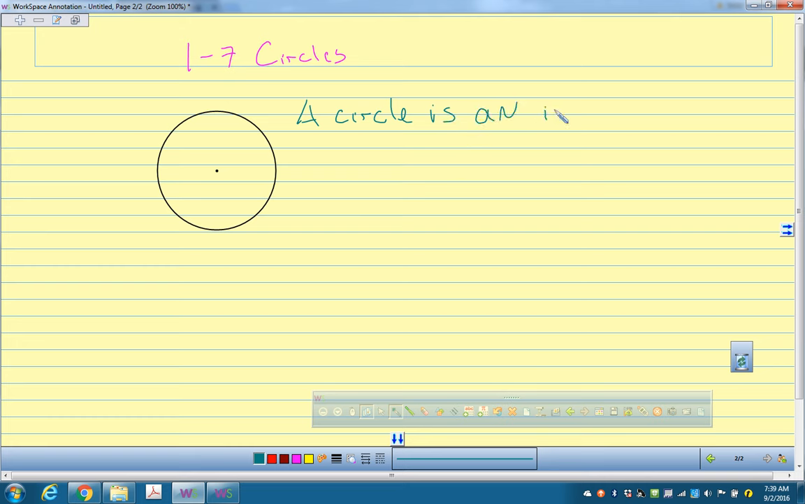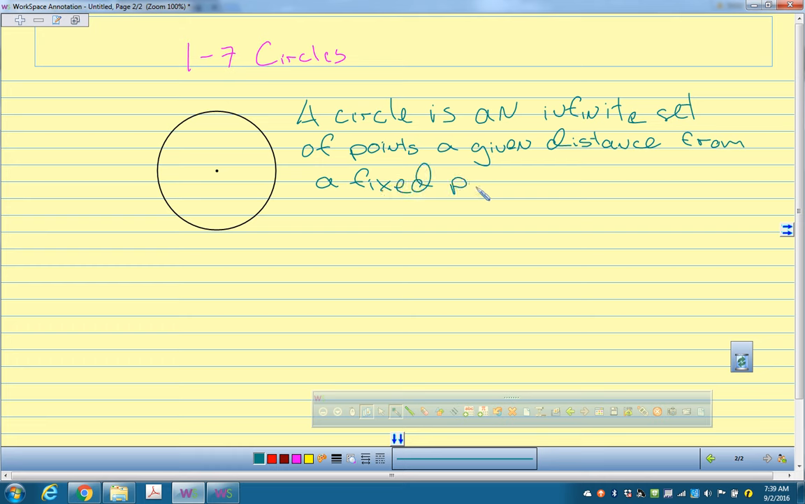an infinite set of points a given distance from a fixed point. Can you see that, Ian? Yeah. Okay. So a circle is an infinite set of points a given distance from a fixed point. That fixed point right here, we'll call this P, is called the center.